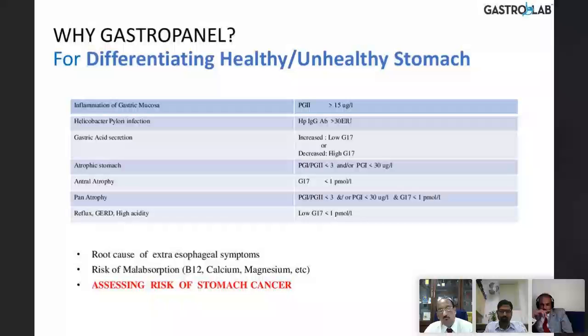So we can find out the root cause of even extraesophageal symptoms. You see, about 12 disorders can happen when acid refluxes into the esophagus and gets outside the boundary of the esophagus.